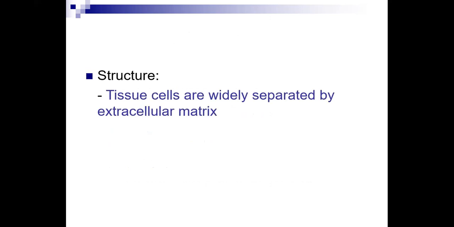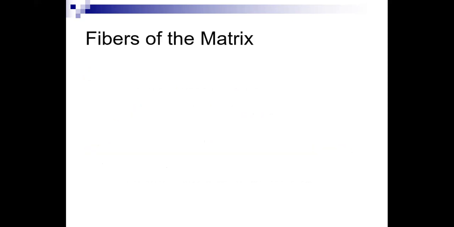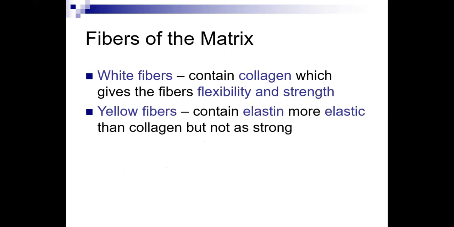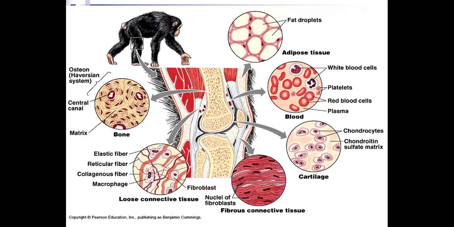Tissues are widely separated by an extracellular matrix. Everybody, the matrix is fibers and liquid. We're not there yet. The white fibers are collagen, which is like what? Is that glue or elasticity? Glue. Yellow fibers are elastin. That's obviously elasticity.